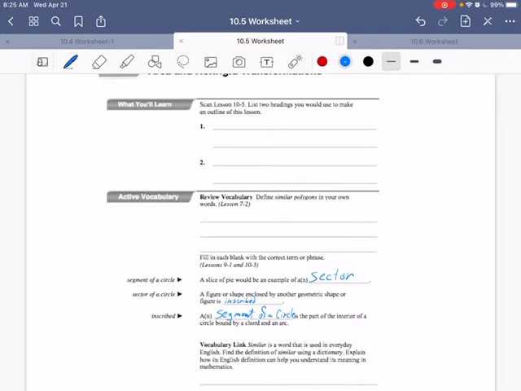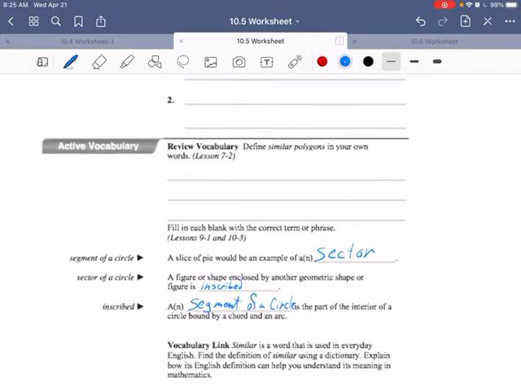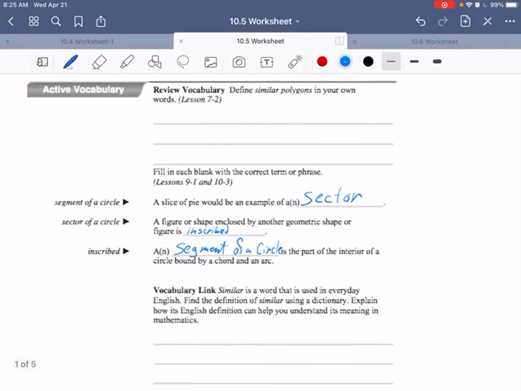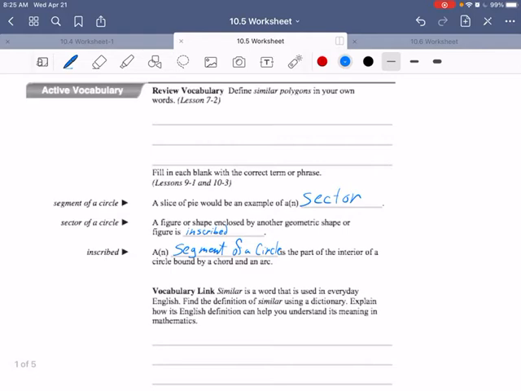Then in our active vocabulary, I want you to define similar polygons in your own words. Go ahead and look back at lesson 7-2. You can find that in your textbook. In your table of contents, go to chapter 7, lesson 2. Then we're going to look at some vocabulary from lessons 9.1 and 10.3. So here we're talking about segment of a circle, sector of a circle, and inscribed. Those are the 3 words that we're looking at.